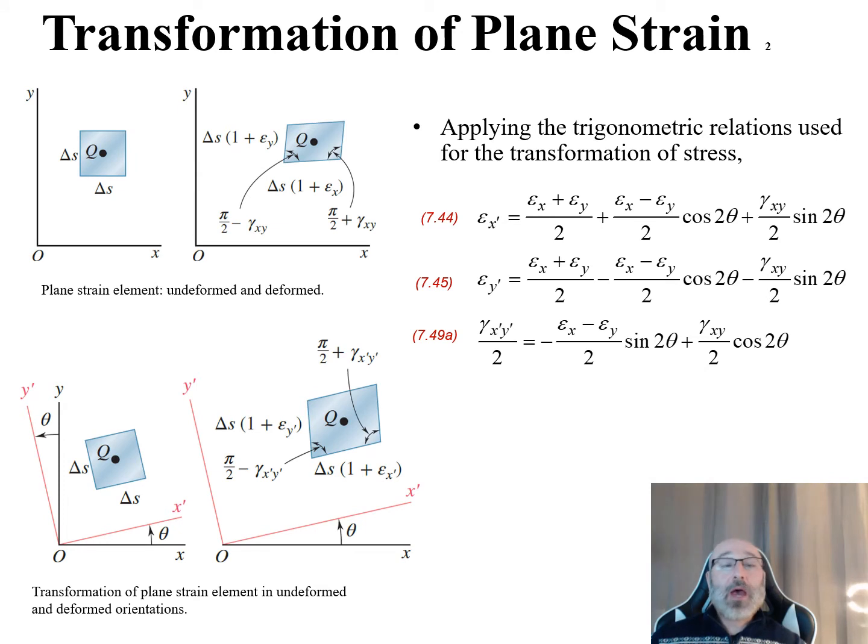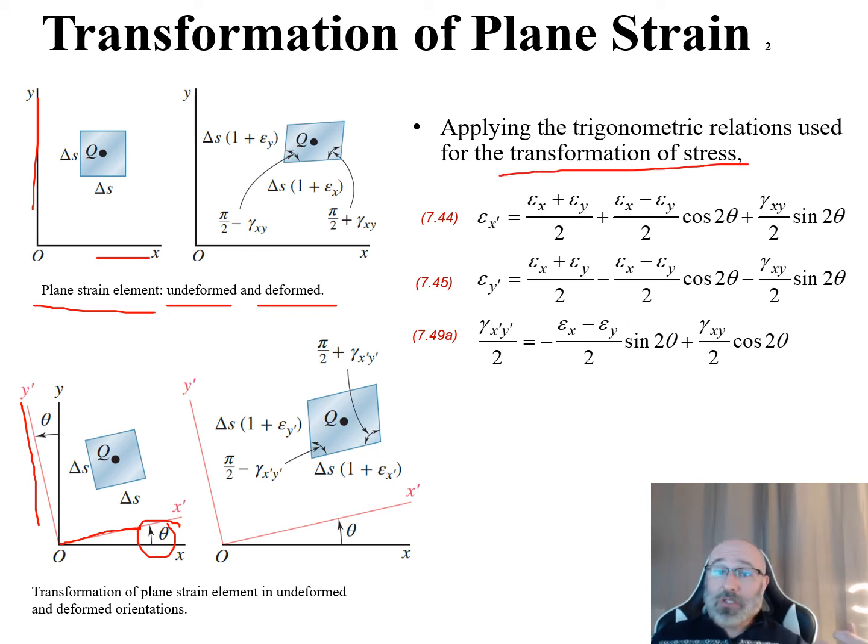So now going back to our plane strain element, undeformed and deformed, looking at this on our x, y axes as well as our x prime, y prime axes. Now that we have some relationships for our theta and all of our variables within this, we can apply our trigonometric relations used for the transformation of stresses. This relates to our textbook equations 7.44 up through 7.49.